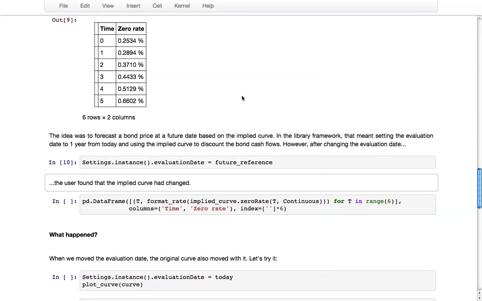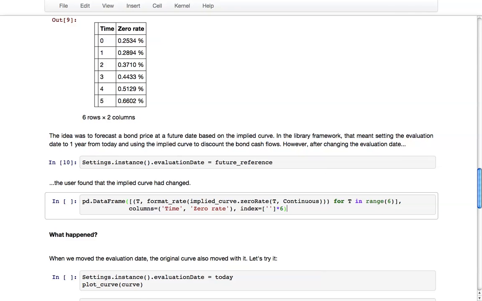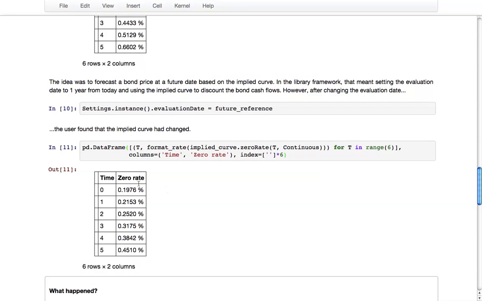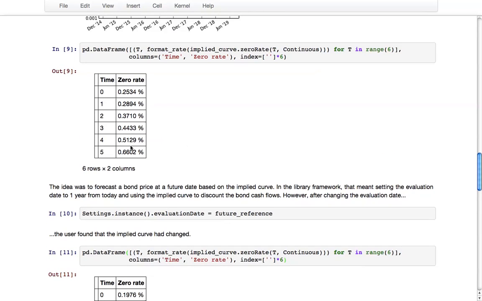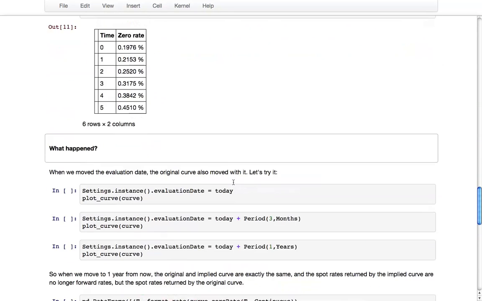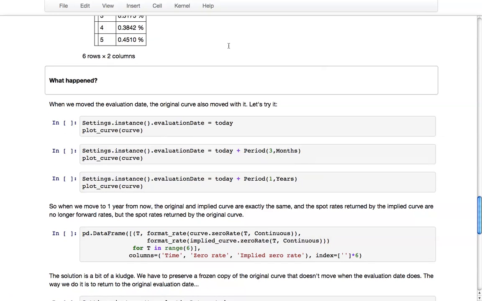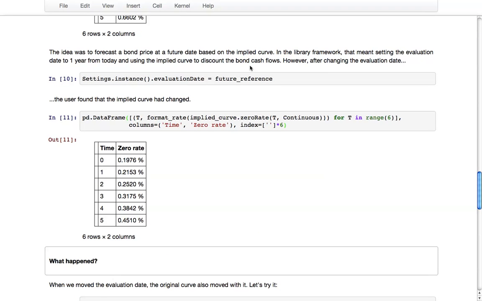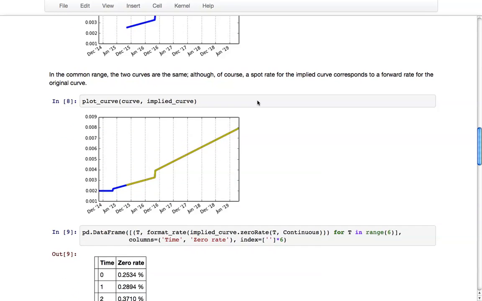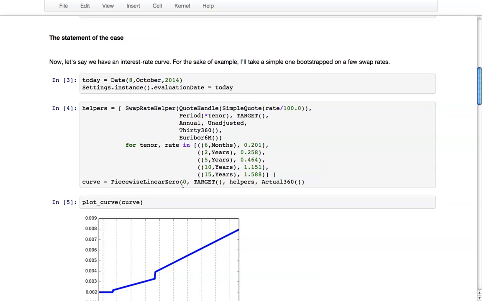Problem is, if we check the zero rates again, we're going to find out that they have changed. So we start from about 20 basis points now and go to 45, which is not what we expected to use for our implied curve. What happened? Well, the only thing we did was moving the evaluation date. The problem is, when we built the original curve, we didn't specify a specific reference date. We just said that this reference date for the curve would be a number of days, 0 days in this case, after the evaluation date. So this curve is moving with the evaluation date.